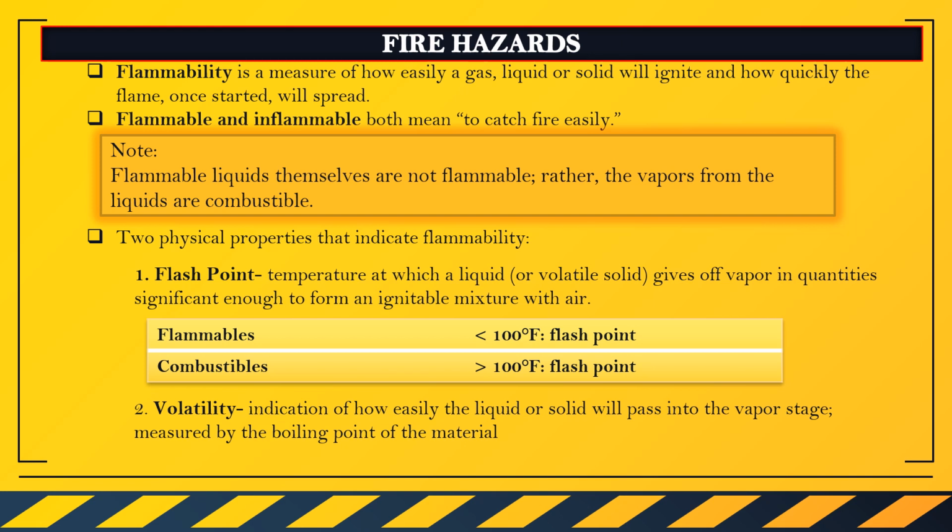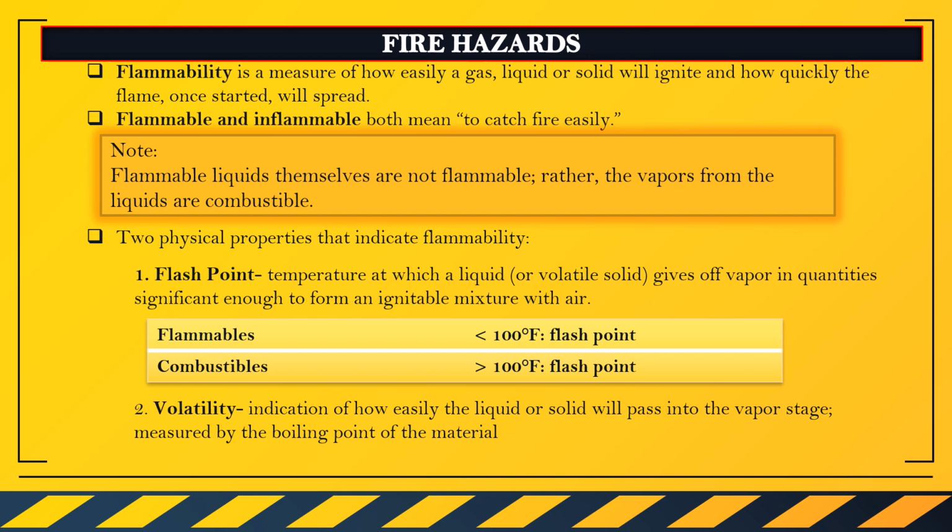Okay, next we have fire hazards. Flammability is defined as a measure of how easily a gas, liquid, or solid will ignite and how quickly the flame will spread. So do not get confused with these two technical terms. Flammable and inflammable both mean to catch fire easily. And take note, class, that flammable liquids themselves are not flammable, rather, the vapors from the liquids are combustible.